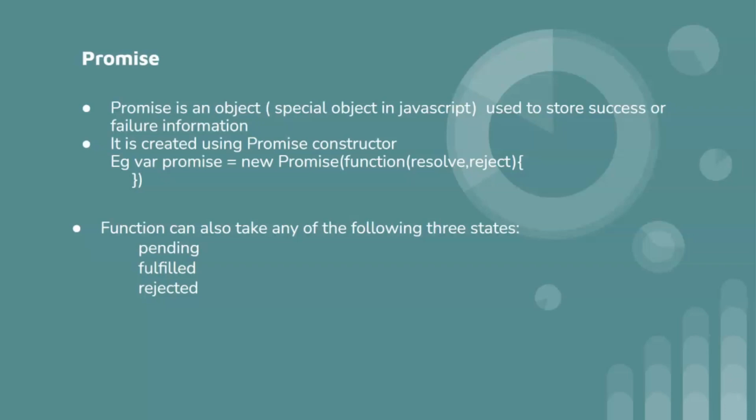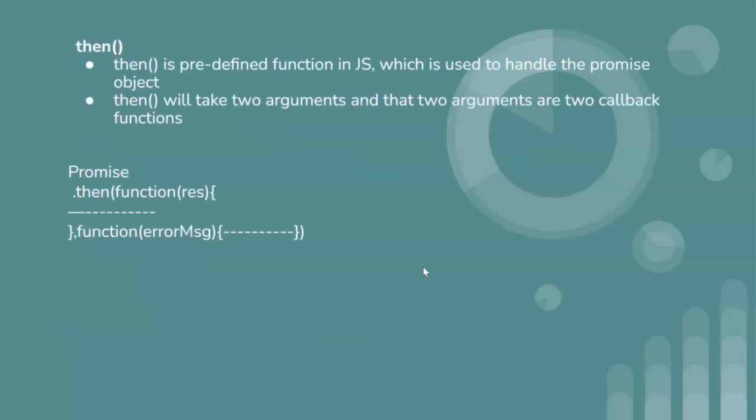Pending is the initial state of the promise and it is always pending. Fulfilled, if the function is successful, meaning resolved, the status of the promise changes from pending to fulfilled. And if it's rejected, the status of the promise will change from pending to rejected. And we handle the promise using then. So then is the keyword which is used to handle the promise. Then is a predefined function in JS, which is used to handle the promise object. Then will take 2 arguments, and those 2 arguments are 2 callback functions.